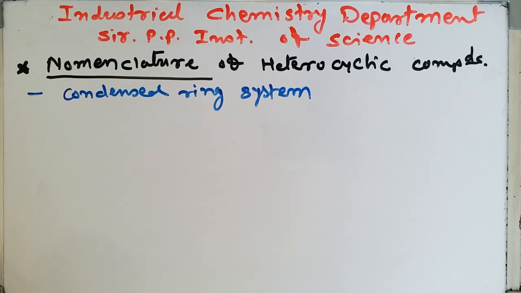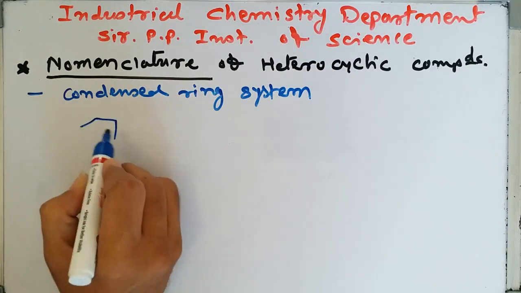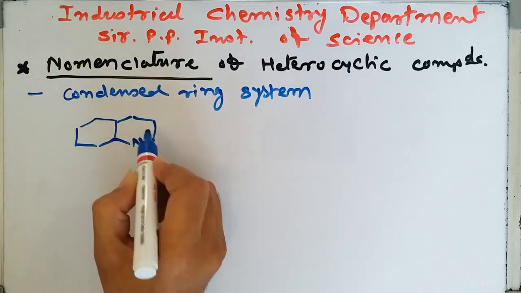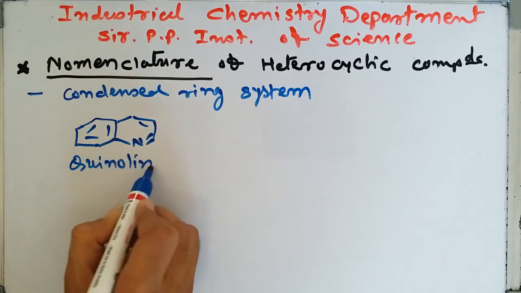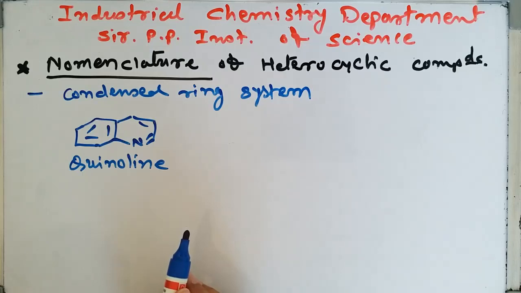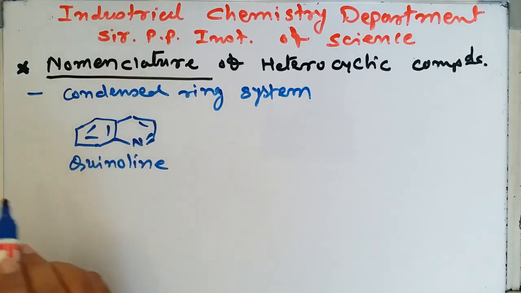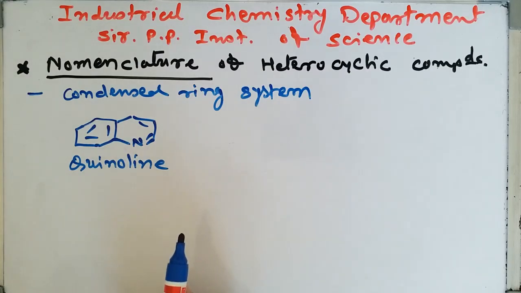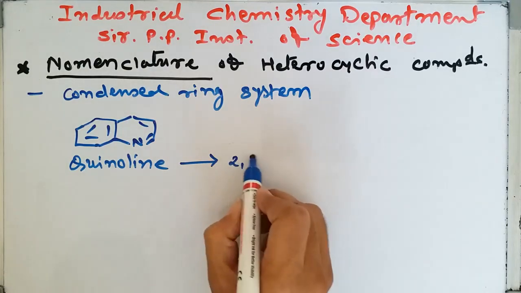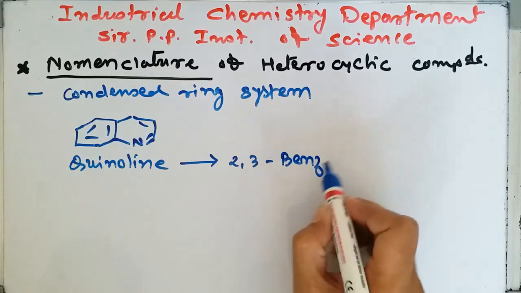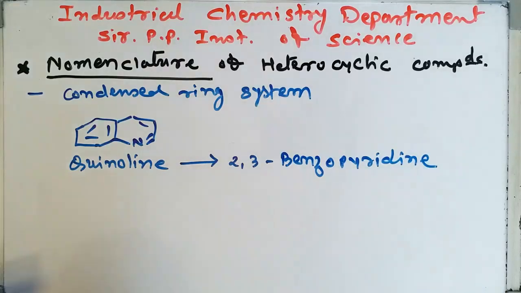As for example, quinoline may be named as follows. First of all we draw the structure of quinoline, as described in the previous lecture. For a condensed ring system, it is named by indicating the number of carbon atoms with which the heterocyclic ring is fused, so quinoline may be named as 2,3-benzopyridine. Benzene is fused with pyridine.